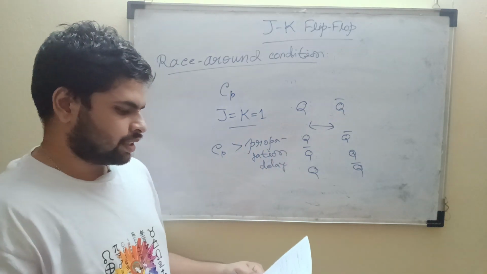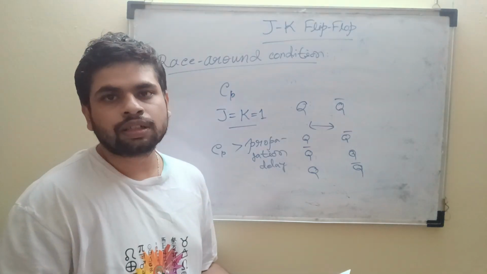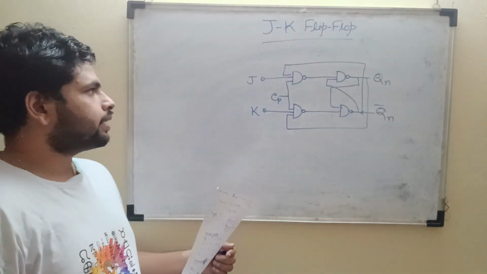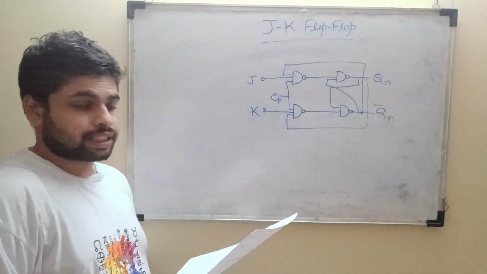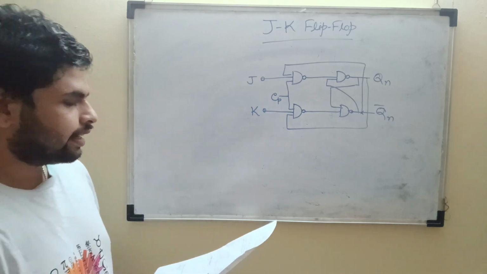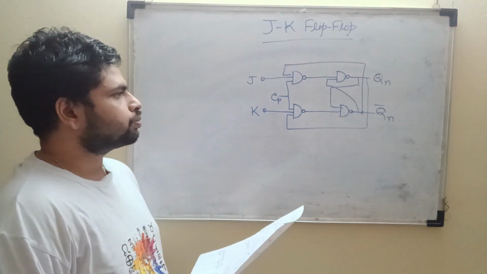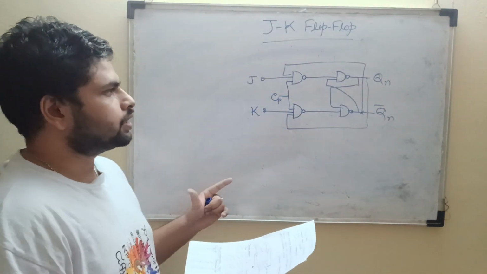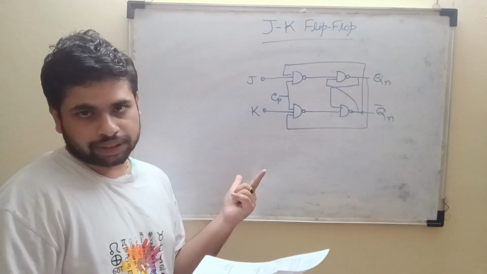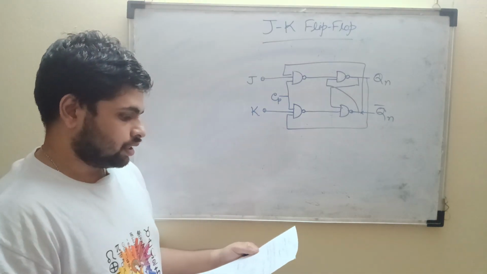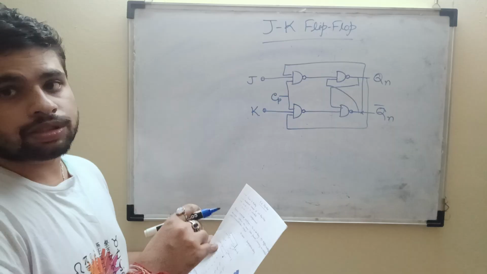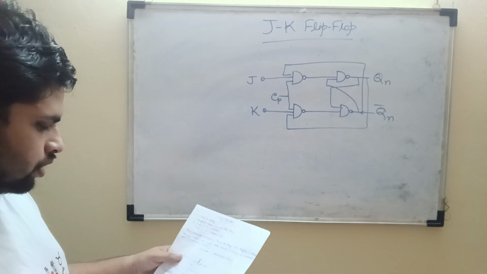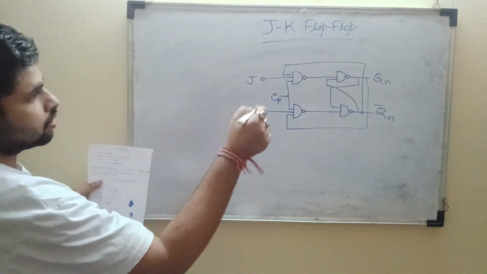Let's see the circuit diagram of the JK flip flop using NAND gates. This is the required circuit diagram using NAND gates. J and K are the two inputs, Qn and Qn bar are the two outputs, and there is a clock pulse introduced here. From the circuit diagram it is confirmed that this is a sequential circuit, so it mainly depends also on the previous outputs. Let's see the truth table of this whole thing.